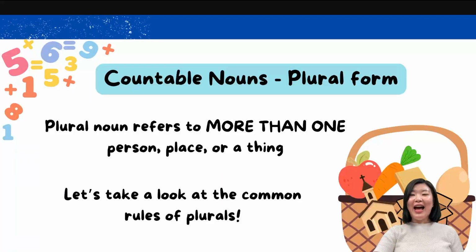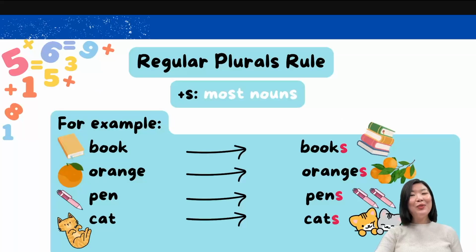So we will move on to how to make the plural form of countable nouns. A plural noun refers to more than one person, place, or thing. So let's take a look at the common rules of plurals. The regular plural rule is that you add an s. It applies to most nouns. So let's take a look at the examples. Book, you just add an s: books. Orange, oranges. Pen, pens. Cat, cats. Very simple, isn't it?